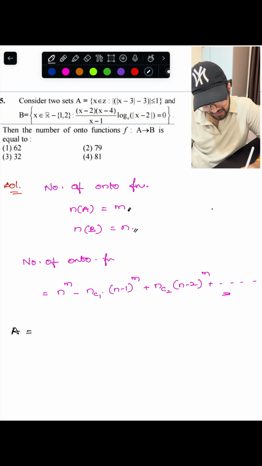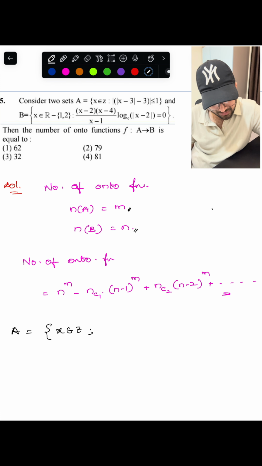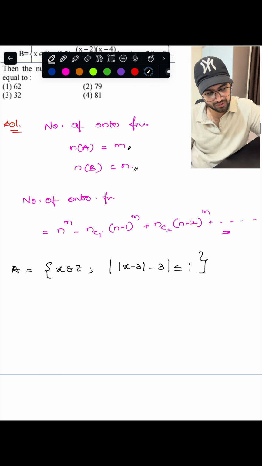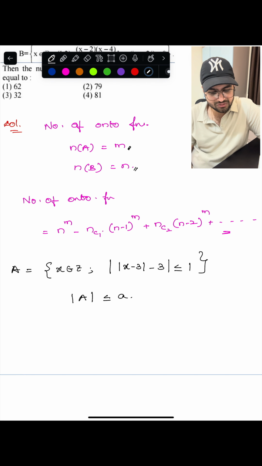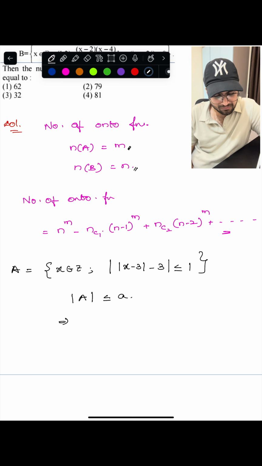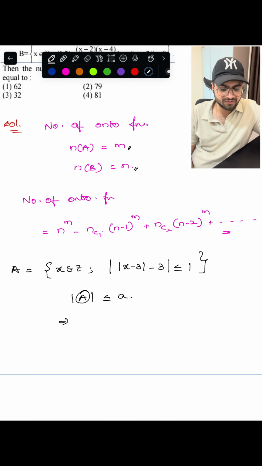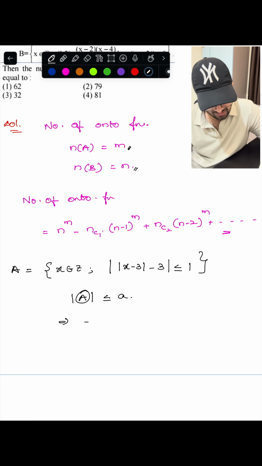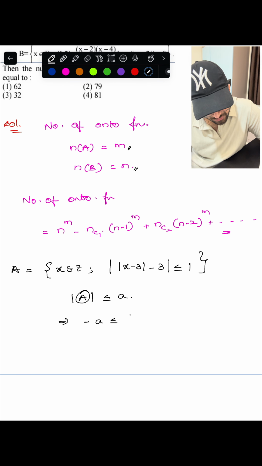So A is given as x belongs to Z. That means only integers you need to take. It has to satisfy the condition modulus of x minus 3 is less than or equal to 1. Whenever modulus of something is less than or equal to A, that something, whether quadratic, linear or cubic, anything, the condition is the same. You can write it should be between minus A and A.